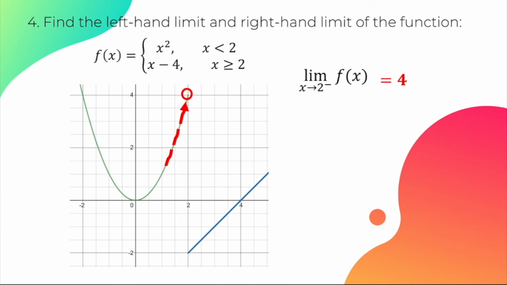Now, let's compute for the right-hand limit of the function. Looking at the graph from the right side as x approaches 2, we can see that the y value, or f of x, approaches negative 2. Thus, the right-hand limit of the function is negative 2.